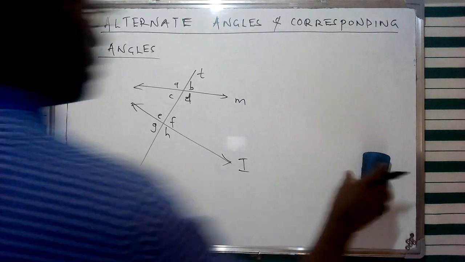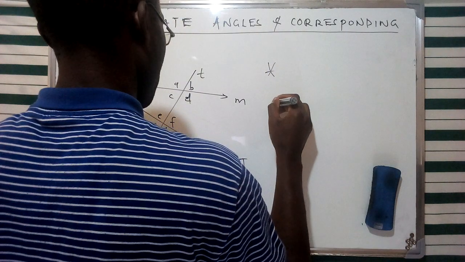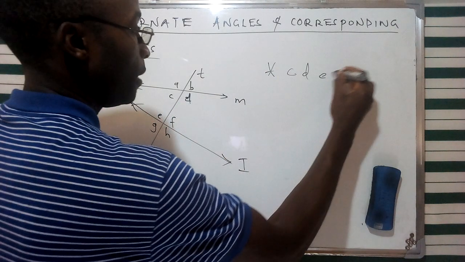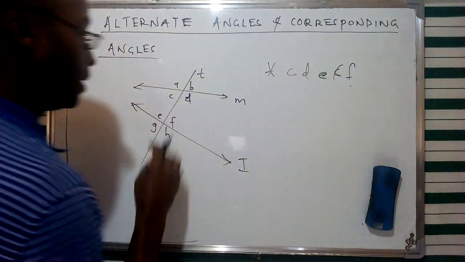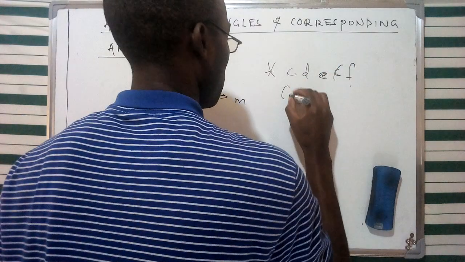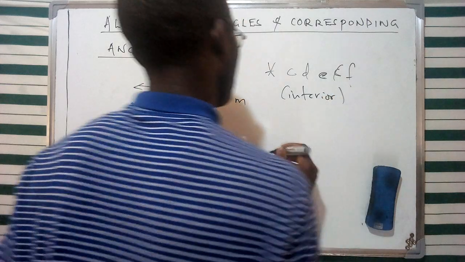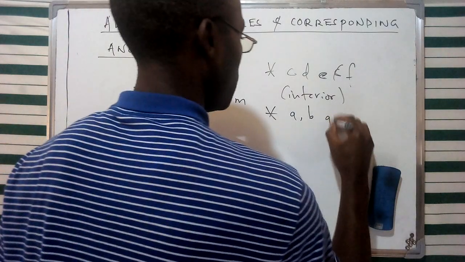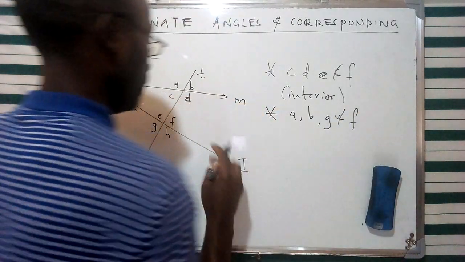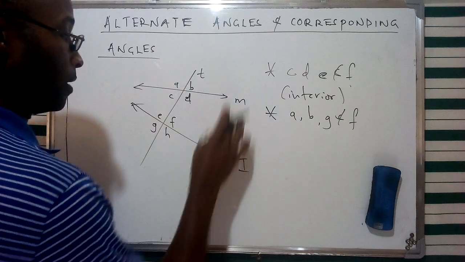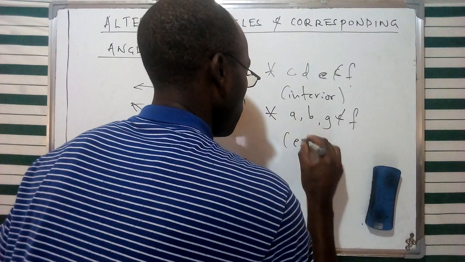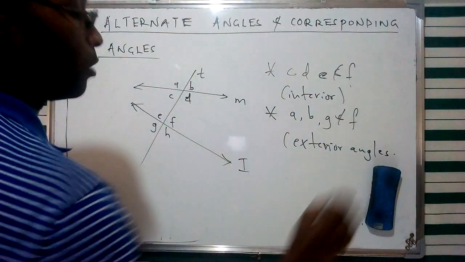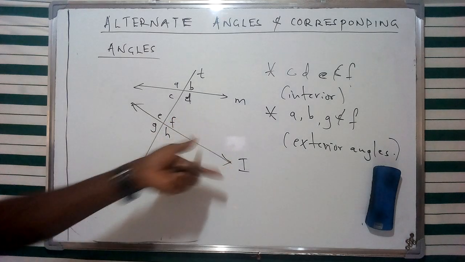So for angles which are located within the lines l and m, we can see that angles C, D, E, and F are located within the lines l and m, and therefore these are going to be referred to as interior angles, whereas angles A, B, G, and H are located at the exterior parts of these two lines l and m, and these are going to be referred to as exterior angles respectively.